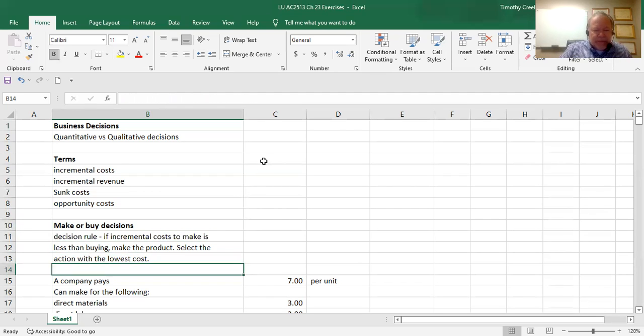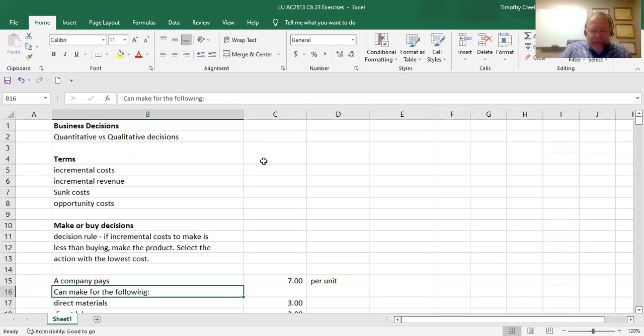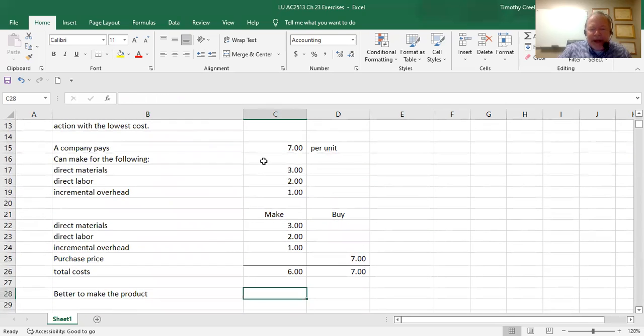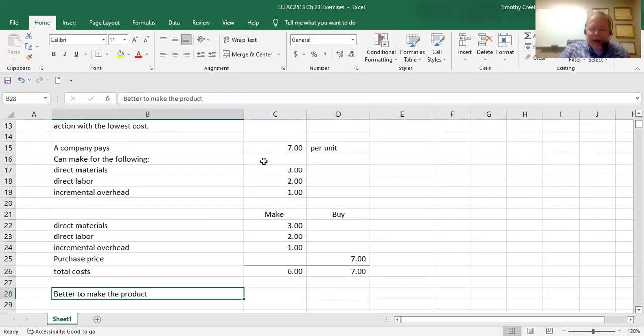So let's look at some numbers. Let's say that a company can pay $7 per unit to have someone make a part for them on the outside. They can make it themselves for direct materials of $3 a unit, direct labor of $2 a unit, incremental overhead of $1 a unit. So we would look at a cost analysis here. The cost to make would be $3 of direct materials, $2 of direct labor, and $1 of incremental overhead. The cost to buy would be $7. So in this case, it only costs $6 to make, $7 to buy. The company would be better to keep making the product.